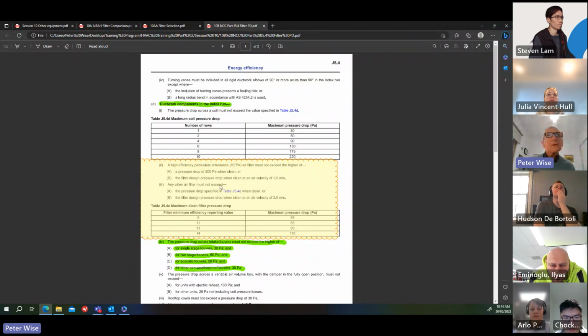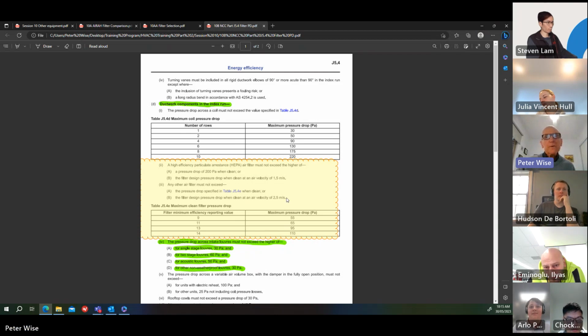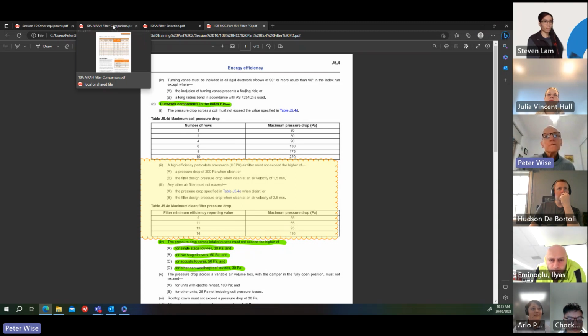Any other air filter, now this is any filter apart from a HEPA filter, the pressure drop specified in table J5.4E, which is this table here, and it refers to the MERV values. So 9 to 14, that's the American rating or ASHRAE rating, and the maximum pressure drop when clean, or the filter design pressure drop when clean at an air velocity of 2.5 metres a second. So that's all the stuff you need to comply with, and it's a matter of knowing where to find all this information. So again, filter minimum efficiency reporting value. That's the ASHRAE reference, and going back to the ERA. So MERV, it's talking MERV 9 to 14, which is roughly equivalent to F5 to F8.